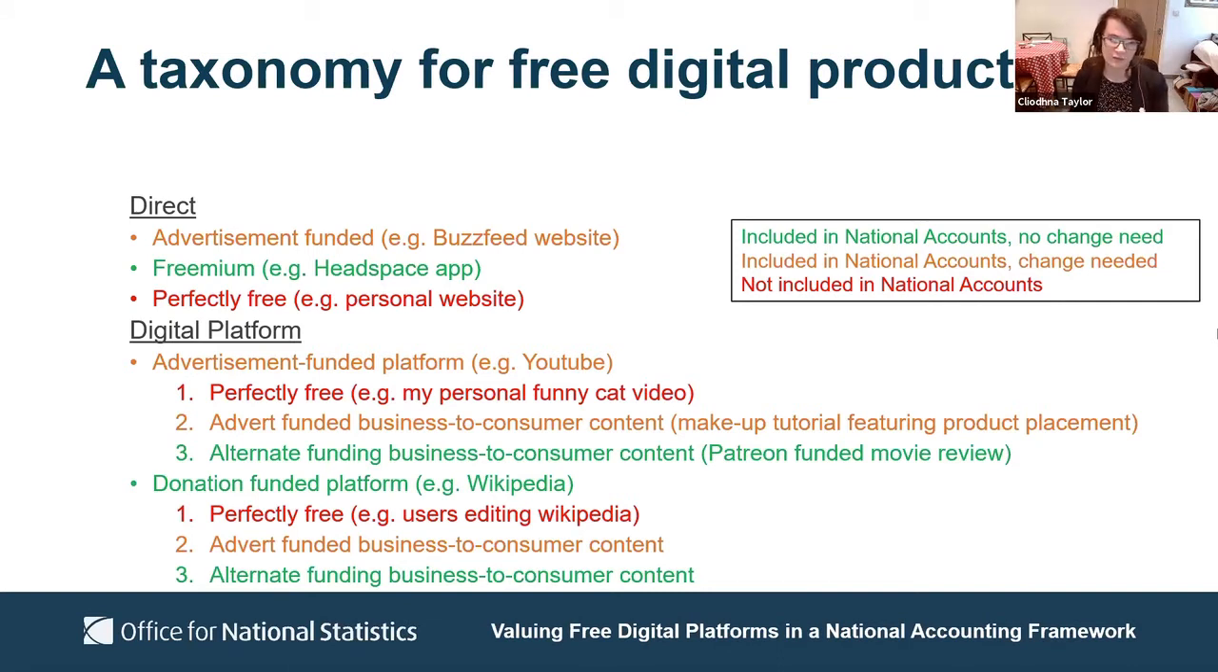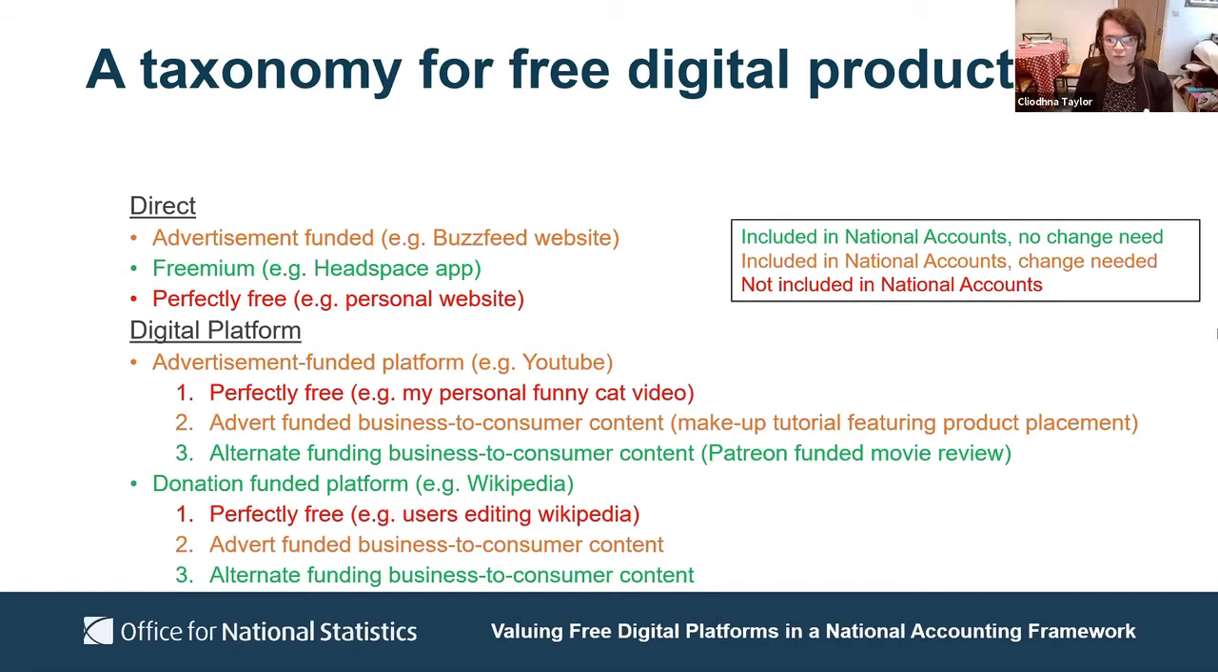But even within YouTube, you can then have videos that have their own specific advertisement funding, such as makeup tutorials that are funded via product placement. Or you can have content that isn't advertisement funded, but could still have a separate revenue stream separate to that provided by YouTube. So for example, there are services such as Patreon that are a way for people who make YouTube videos to be able to get their funding. And similarly for Wikipedia, again, we can think about the content provided via Wikipedia, which is mostly provided free, but we could still conceptually think of a donation-funded platform that still hosts advertisement-funded and alternately funded content.